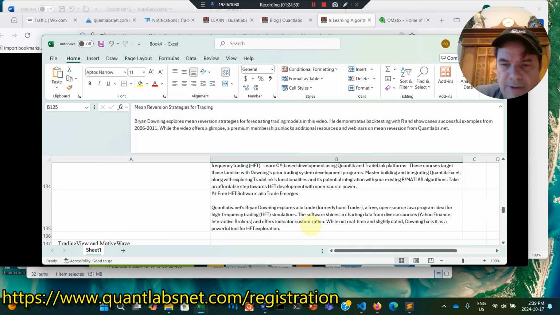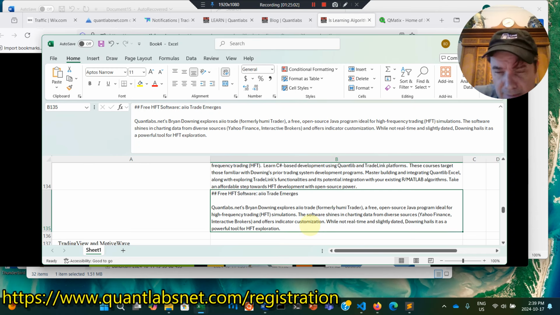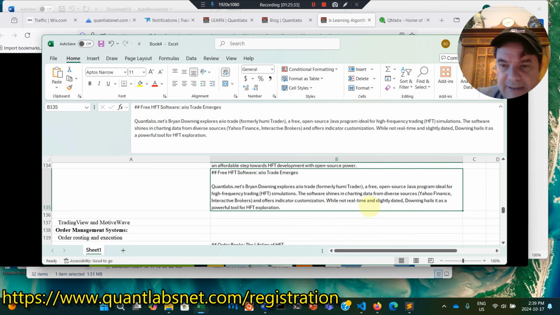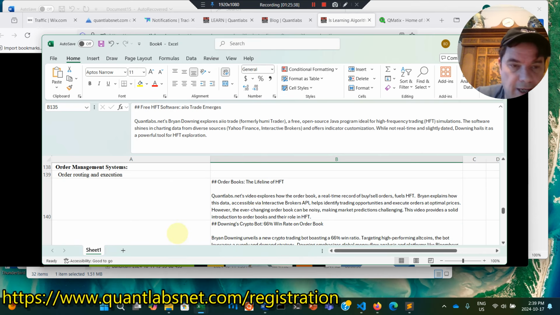Also, another option I did check, it's still on GitHub, but it might be an older version of Java. I don't think it's been updated for a couple of years. There's one called AIO Trader, a free open source Java program to take a look at HFT simulations. The charting is pretty impressive. You can get, well, Yahoo Finance no more, but Interactive Brokers, and it offers indicator customization. Not real time, slightly dated, but a powerful tool for HFT exploration to look at.